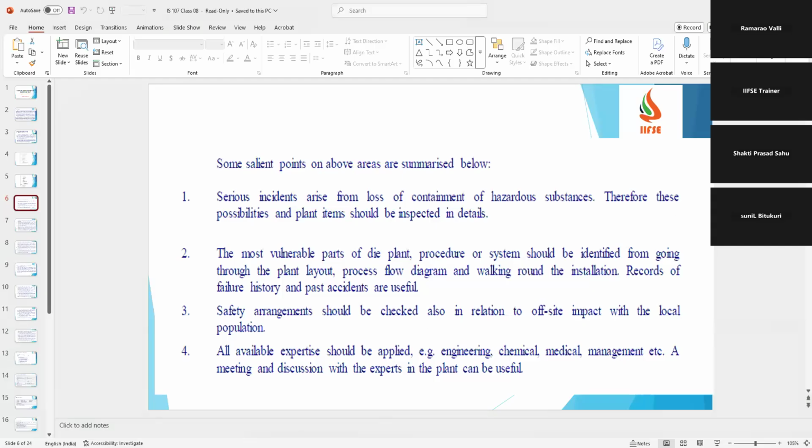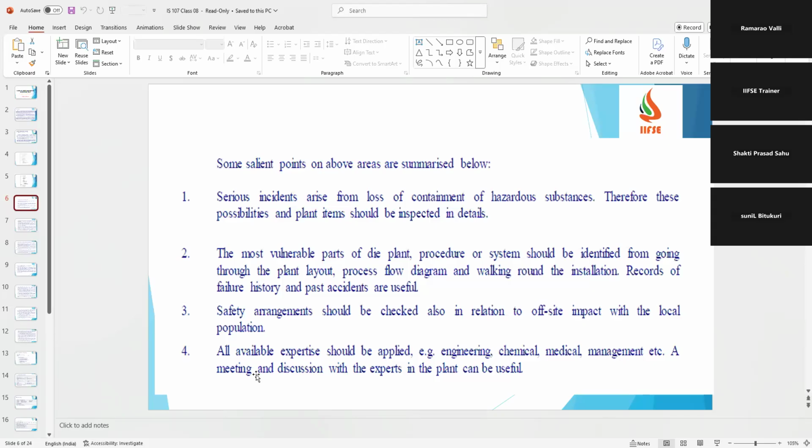So we have to check what kind of safety arrangements we have for such emergencies. For example, keeping antidotes, how we communicate with those people, and how we can evacuate. All these things will be there.